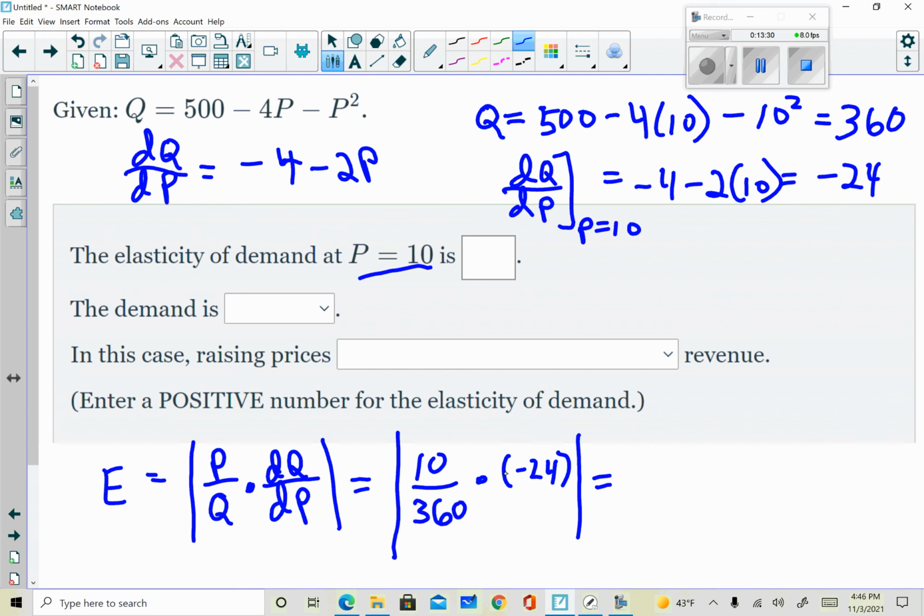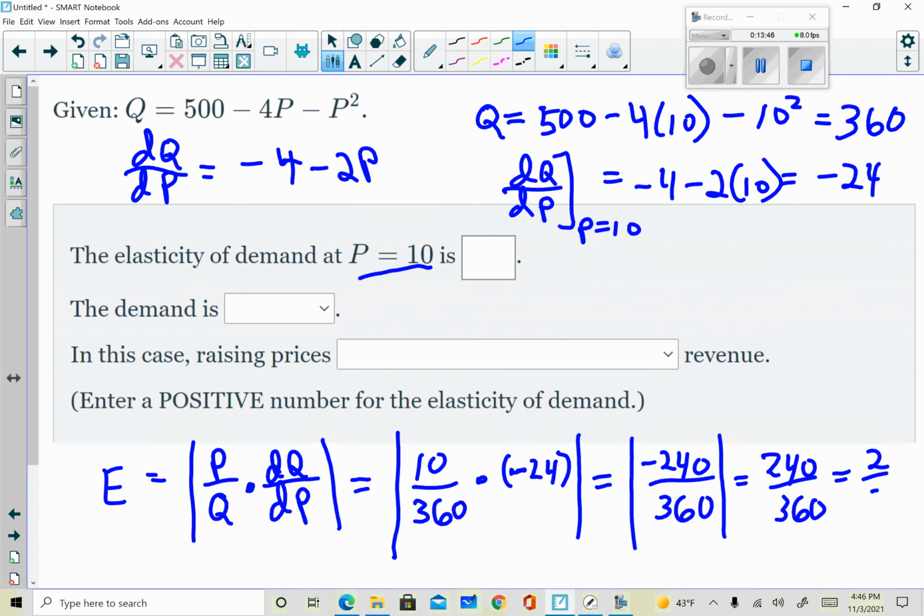10 times negative 24 is negative 240. That's over 360 times 1. But that's absolute value, so that just means positive 240 over 360, which can be reduced to 2/3.